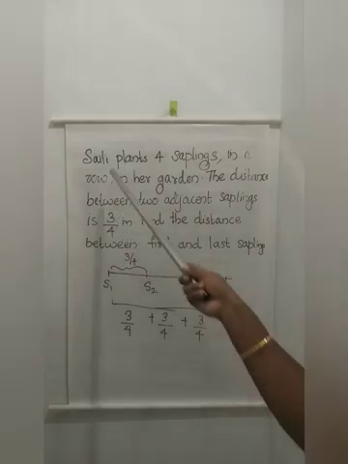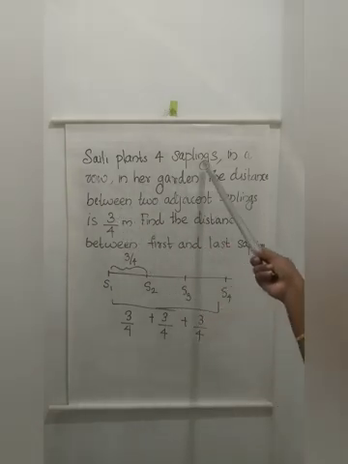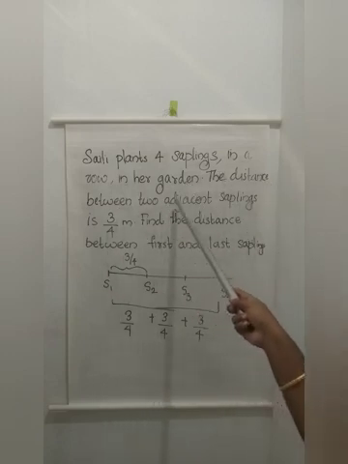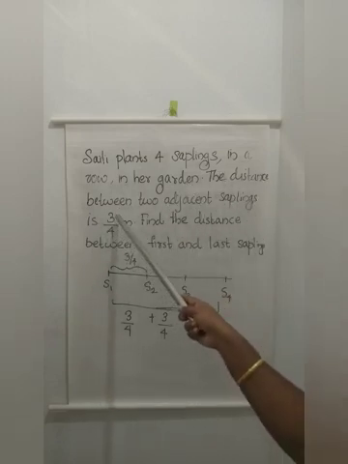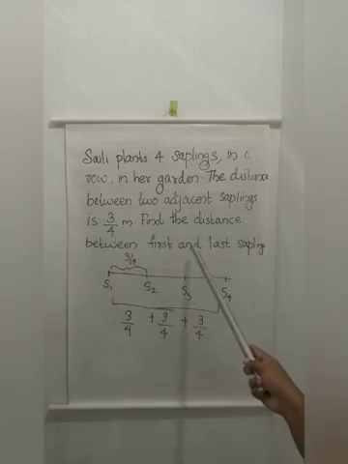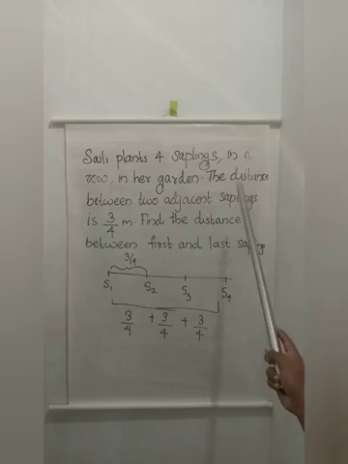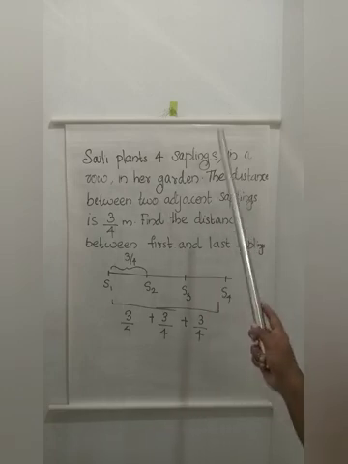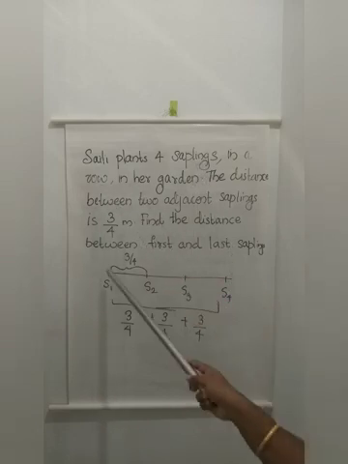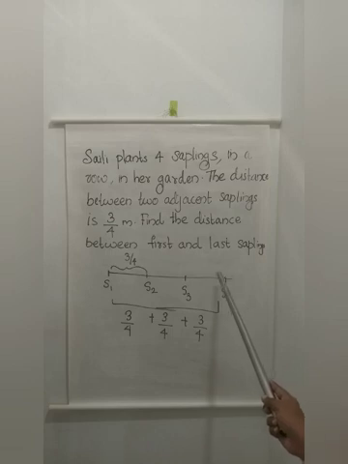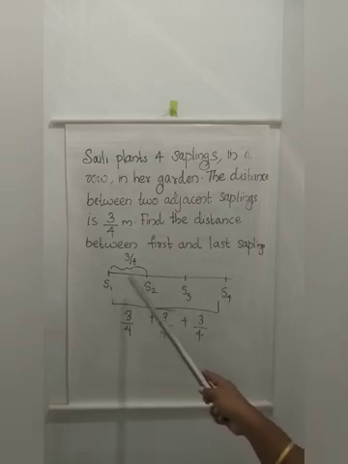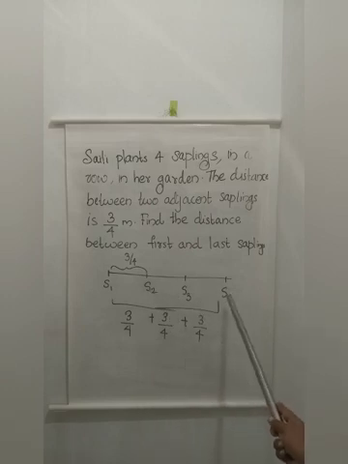Next example. Siley plants 4 saplings in a row in her garden. The distance between 2 adjacent saplings is 3 by 4 meter. Find the distance between the first and last saplings. So Siley in her garden is planting some saplings in a row. That means like this she is planting. So S1, S2, S3, S4 mean saplings: sapling 1, sapling 2, sapling 3, sapling 4.